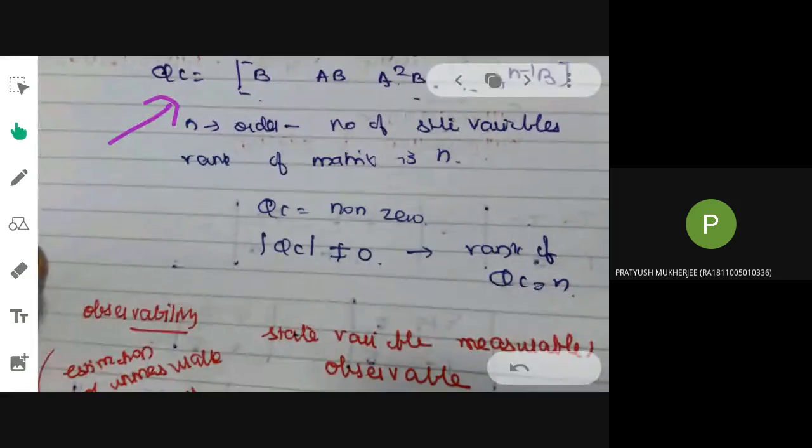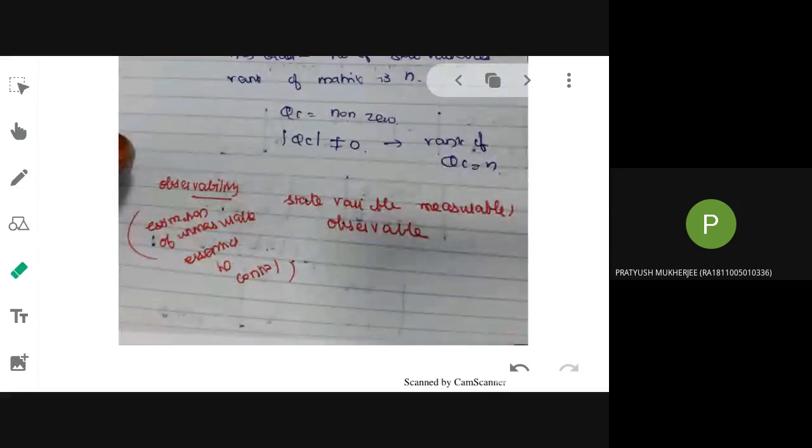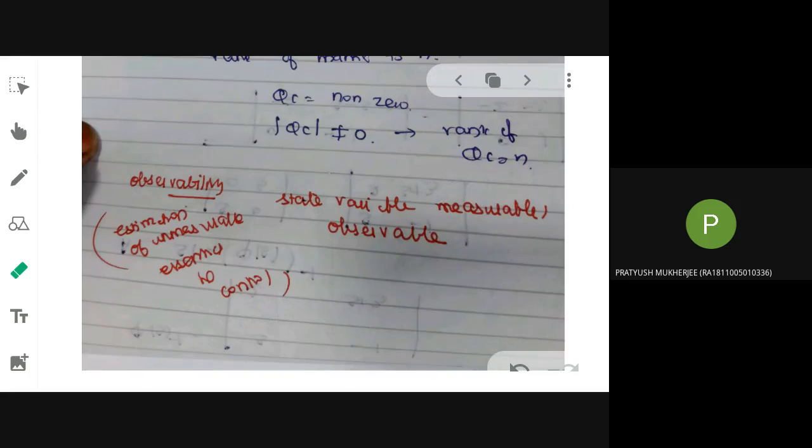Okay. Same way, you need to know what is observability and what is the proof that you have for the observability of a system. So take down the definition for observability also. Whatever state variables that you are picking up, that should be measurable or observable. Are you taking down? Finish writing. This proof also you took.